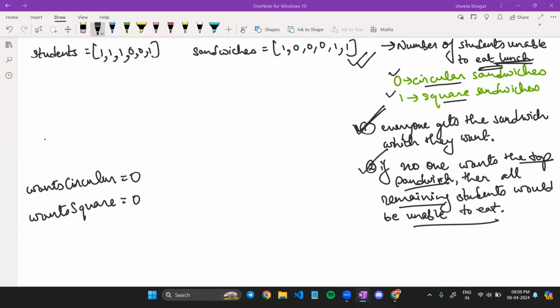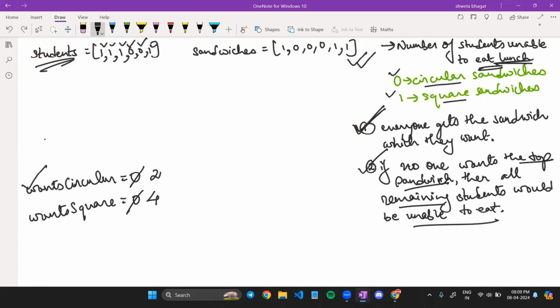So let us first find out how many students want a circular sandwich. We can see that in this particular students array, there are 2 students who want a circular sandwich. So the count of circular would be 2, correct? And let's find out how many students want a square sandwich. We can see over here that the count of square sandwiches is 1, 2, 3, 4. That is, there are 4 students who want a square sandwich, correct?